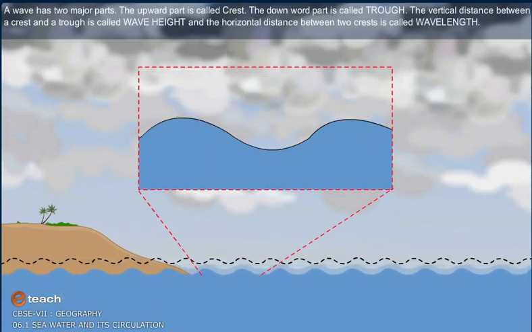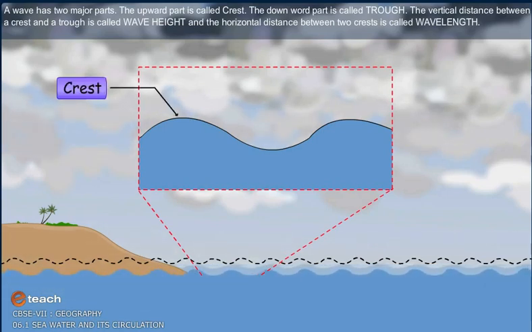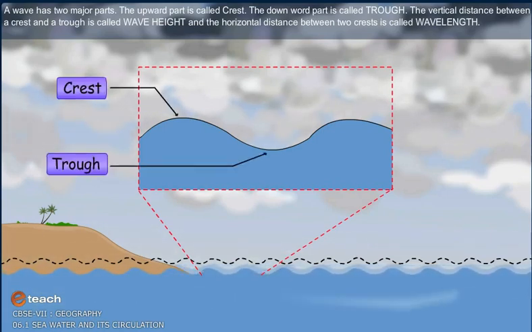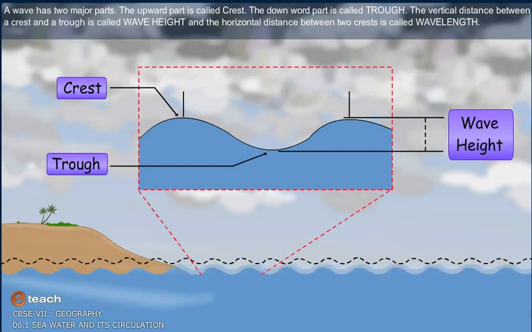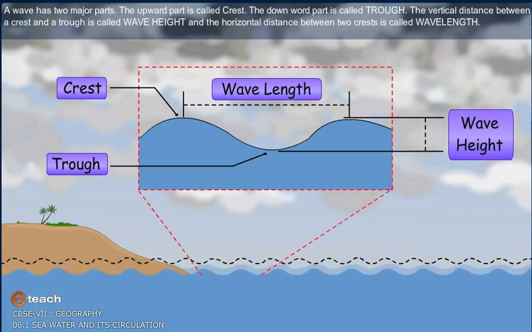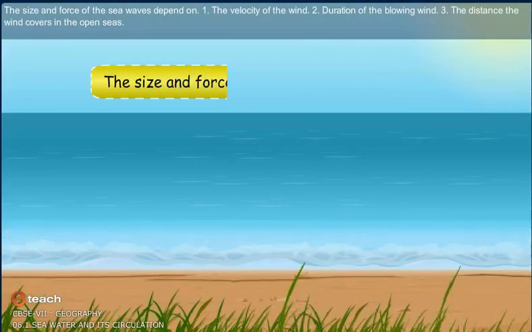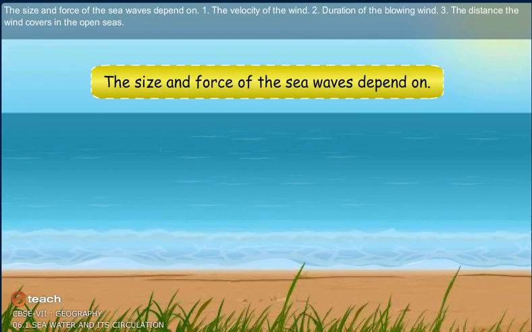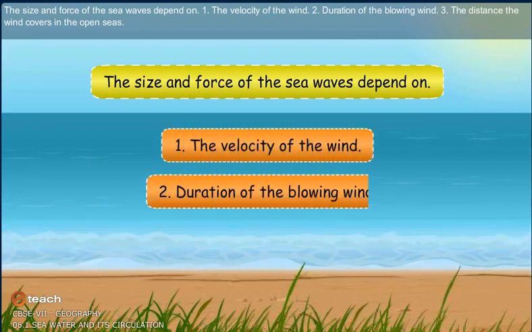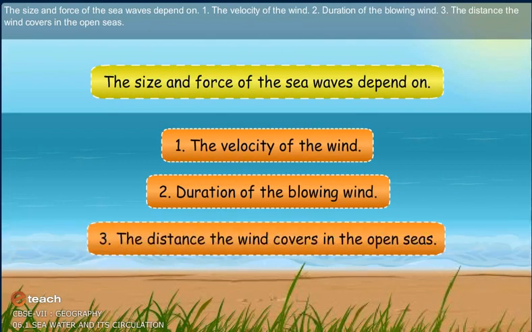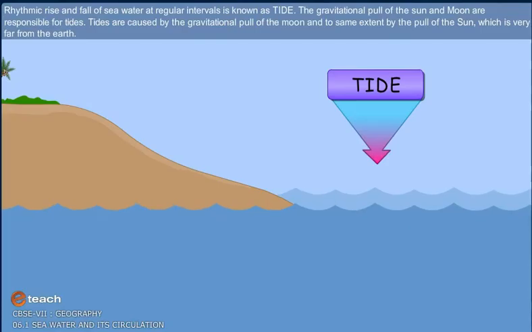A wave has two major parts. The upward part is called crest. The downward part is called trough. The vertical distance between a crest and a trough is called wave height, and the horizontal distance between two crests is called wavelength. The size and force of the sea waves depend on the velocity of the wind, duration of the blowing wind, and the distance the wind covers in the open seas.